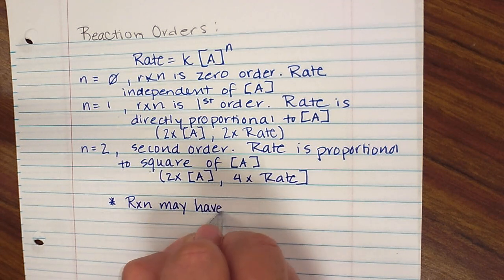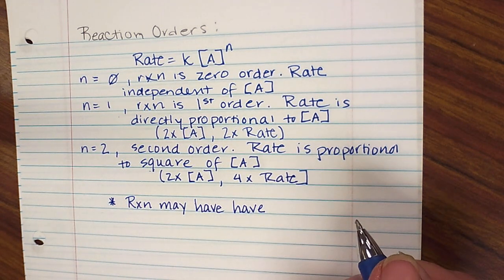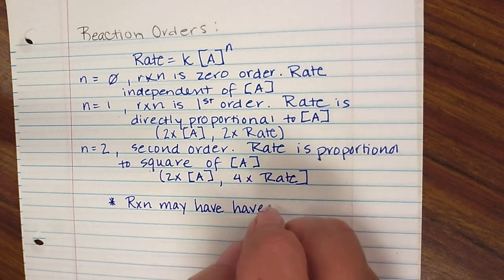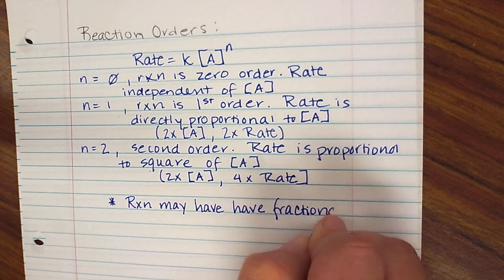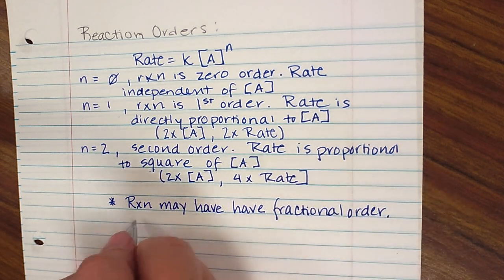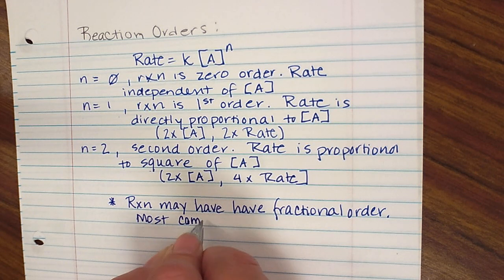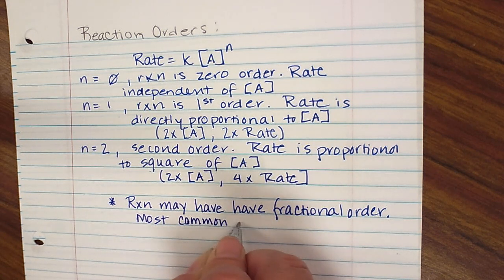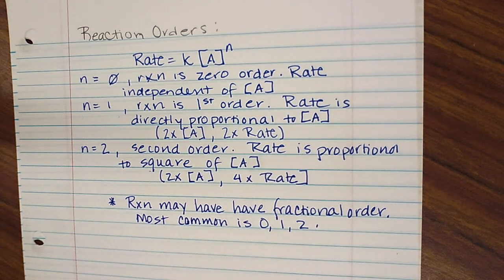We've seen that, right? Whether you'll see that on the test, probably not. Most common is 0, 1, and 2. And that's what we're going to focus on. Okay, so we're going to focus on that.